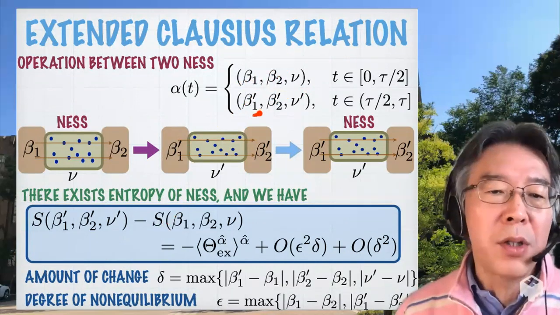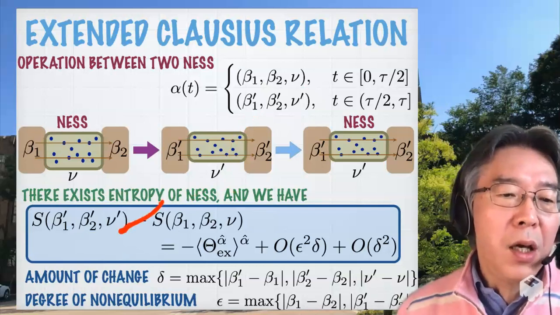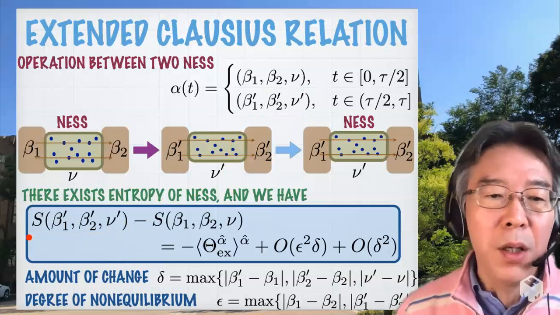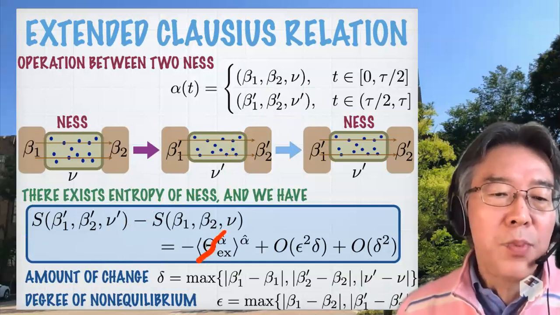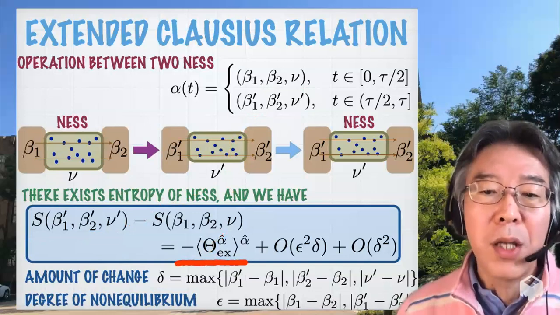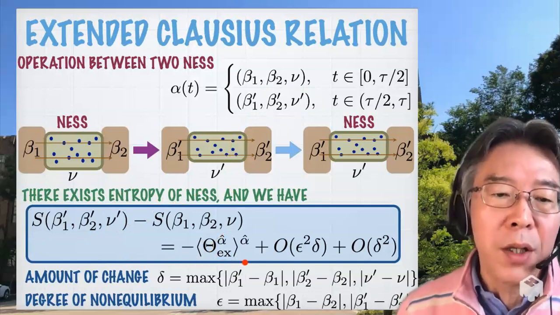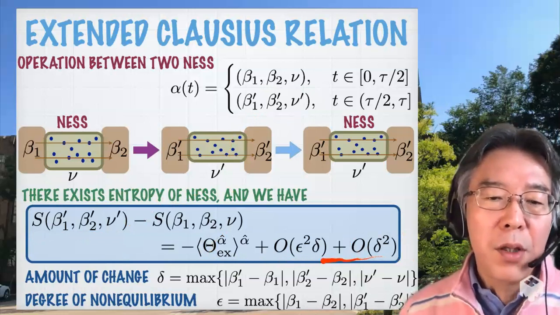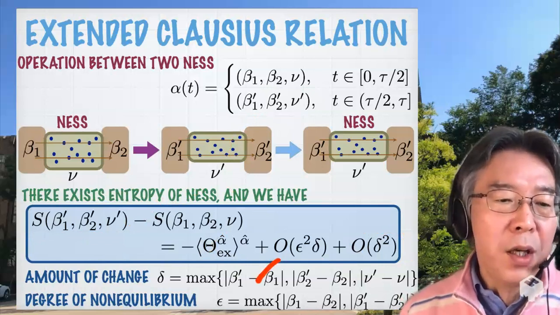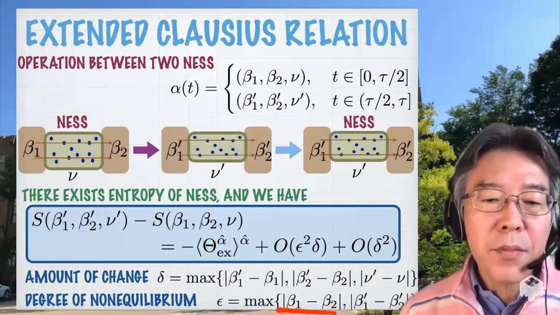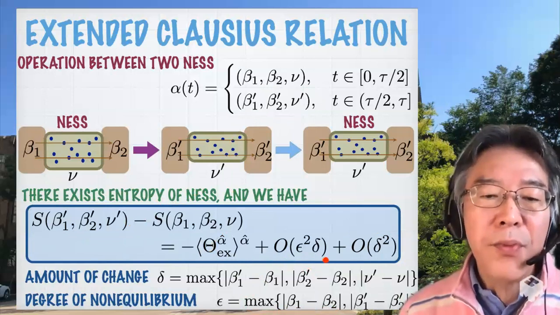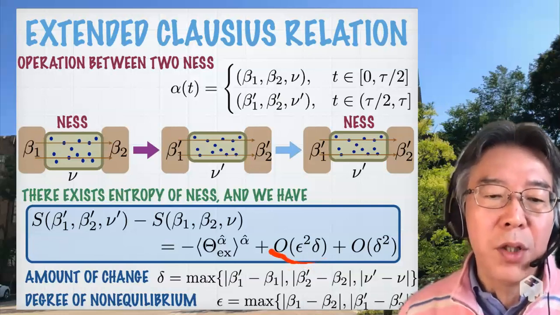We change parameters suddenly, and then we say that there is certain function, non-equilibrium entropy, and their difference is basically equal to the minus of this excess entropy production, renormalized finite quantity. There is some error term. This is familiar error term coming from the STEP protocol, but this is new one. And here epsilon is the degree of non-equilibrium, basically the difference in temperatures. So this is vanishing in equilibrium situation, but we do have this.